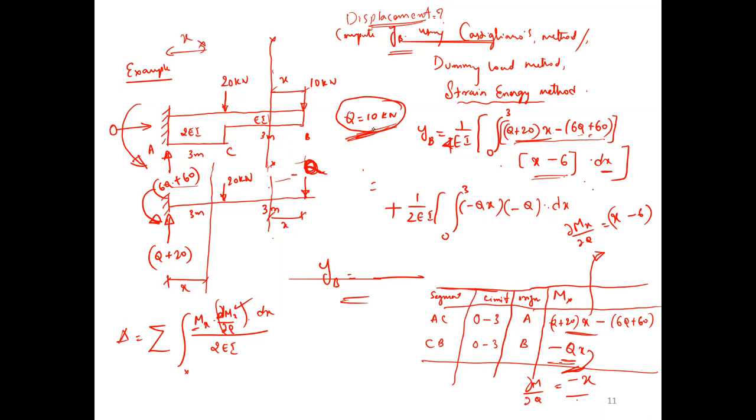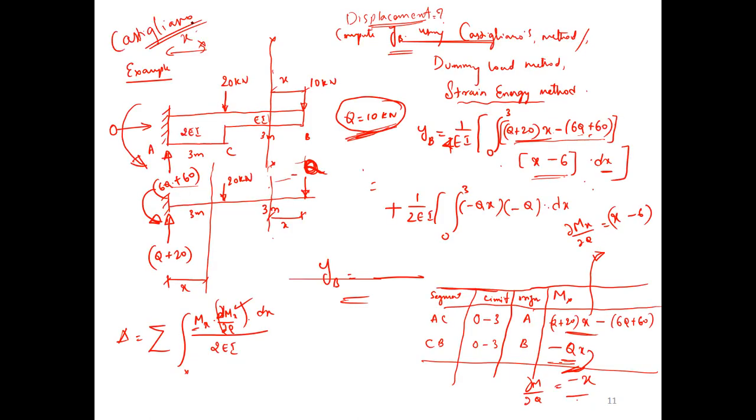Any doubts in Castigliano's method? This is Castigliano's method, not just the dummy load method. Any doubt in this Castigliano method? Confusion?